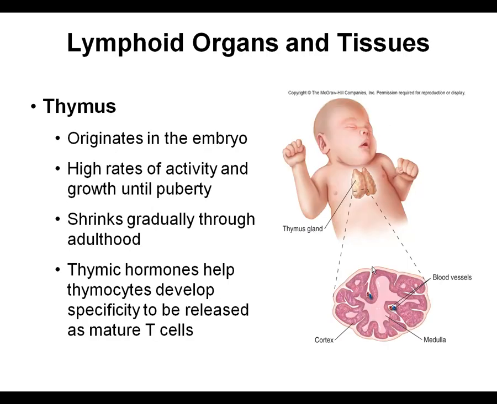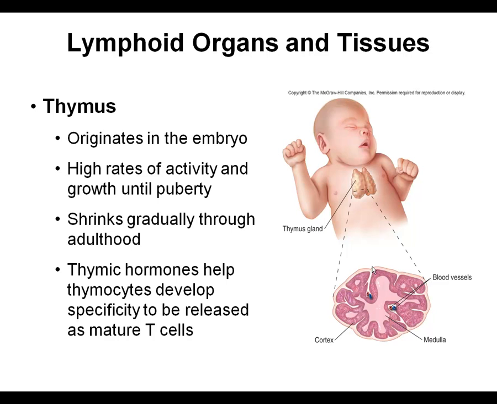The thymus is going to be a gland where we have a number of things taking place, particularly the maturation of T cells. This is going to have a very high rate of activity throughout childhood and will slow down at about puberty. After you reach adulthood, it's going to begin to shrink, and as it shrinks, its activity also slows down. The thymus is going to release thymic hormones. This is going to help thymocytes develop and become mature T cells.